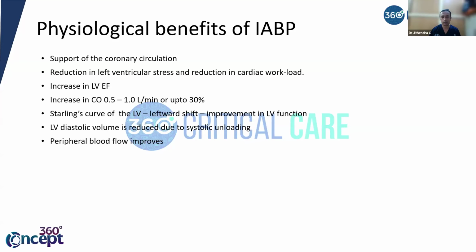What happens? Obviously, a rightward movement of the curve means the LV is becoming bad. We are putting in IABP to facilitate the LV, so you can blindly say it is a leftward shift. Apart from that, there is systolic unloading. And I told you, even the peripheral blood flow improves. When the balloon inflates and deflates, there is distal pushing of the blood that will improve your peripheral perfusion also. This is not very significant, but this is what they'll be asking.